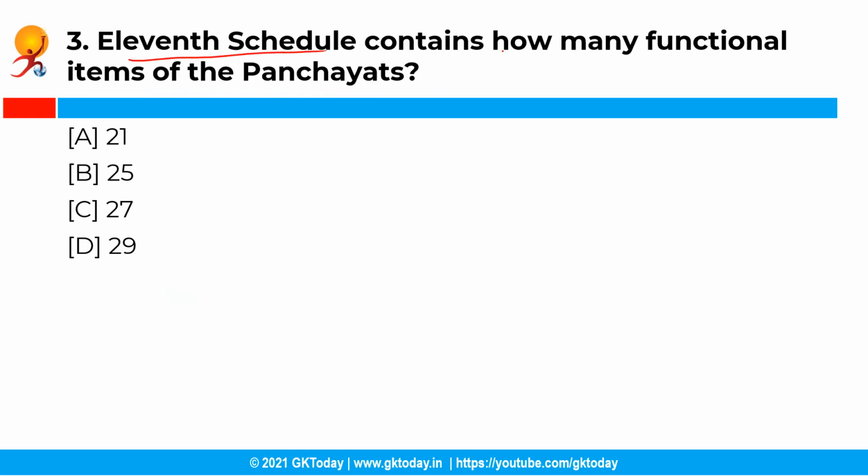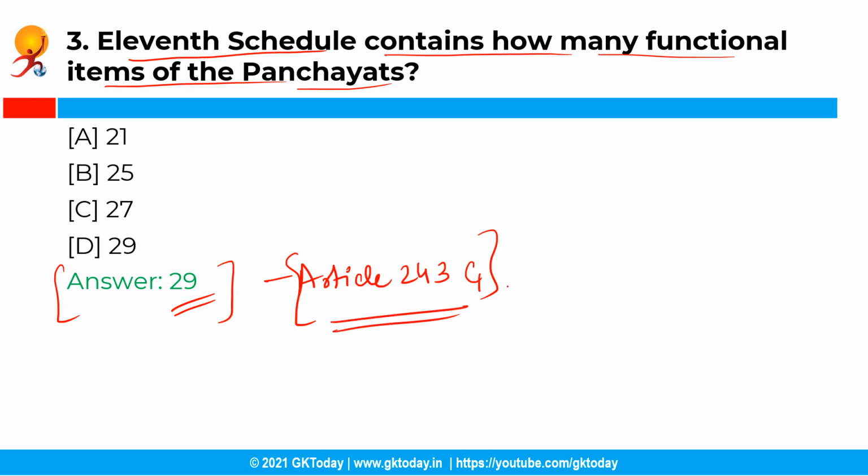Now the next question is, 11th Schedule contains how many functional items of the Panchayats? So you have the following options and the correct answer is option D, that is 29. So the 11th Schedule, which was added by the 73rd Constitutional Amendment Act of 1992, contains 29 functional items of the Panchayats and it deals with Article 243G.